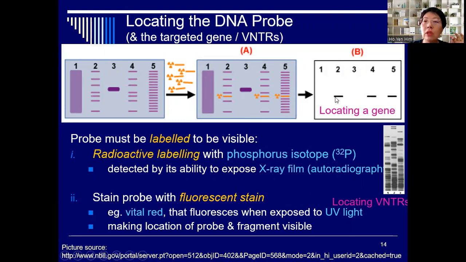For example, the insulin gene. Okay. So this can be used to locate, maybe we want to know whether this person is homozygous dominant or heterozygous dominant for eye color. So we can use it to locate whether it contains the recessive allele or not. So we can use this probe to locate the recessive allele, that means blue eye. So if there's no band, that means this person is homozygous dominant, brown eye.